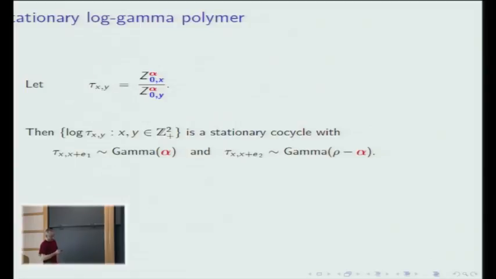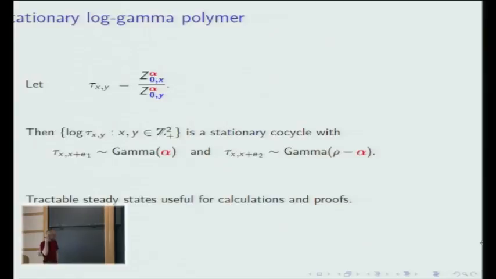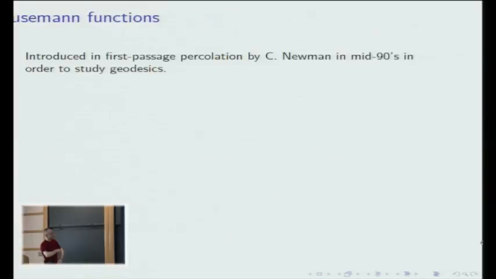So this is obviously useful, right? We have explicit distributions we can calculate. So now let me just show you a few things that we can get out of this. So let's go to these Busemann functions now. So these were, as I said already, brought into percolation by Chuck Newman in the mid-90s when he was studying geodesics of first passage percolation.